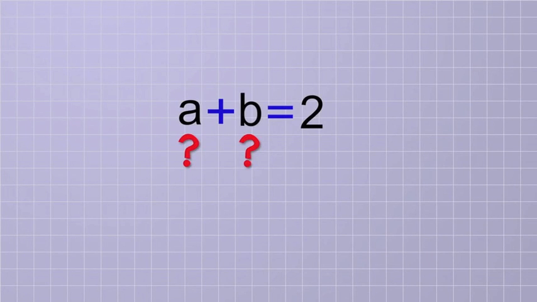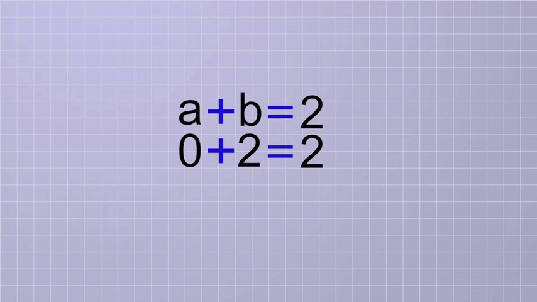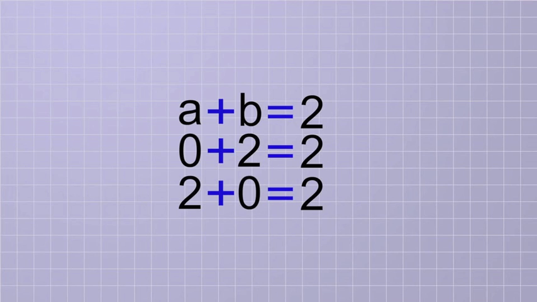Let's say you have the equation a plus b equals 2. What could a and b stand for so that the equation's true? Well, if a was 0 and b was 2, then the equation would be true. Or we could switch them around. If a was 2 and b was 0, the equation would also be true. But there's another possibility. If a was 1 and b was also 1, that would make the equation true, right?